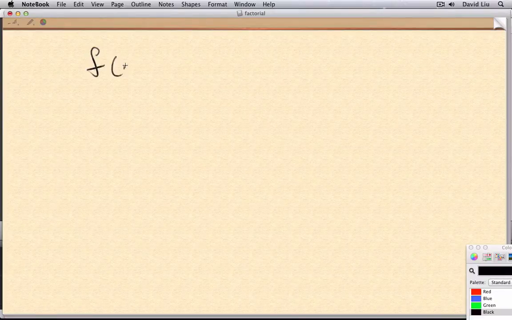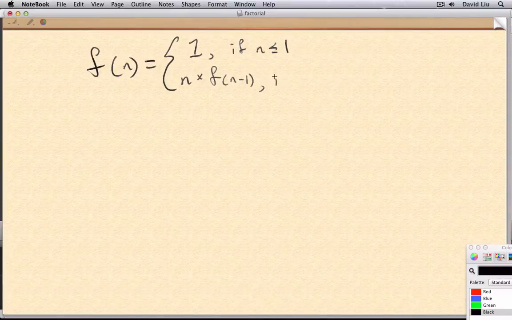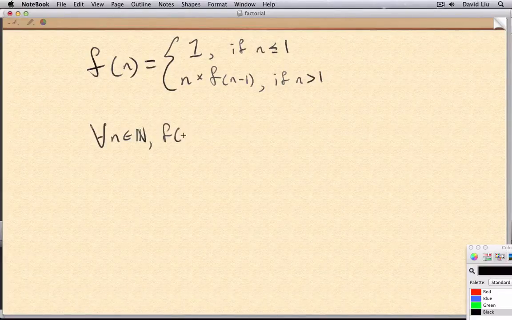Consider the following recursively defined function on the natural numbers. F of n is 1 if n is equal to 0 or 1, and f of n is equal to n times f of n minus 1 if n is greater than 1. Now you can certainly use repeated substitution to try to find a pattern if you like, or you might notice that this is exactly the definition of the factorial function.